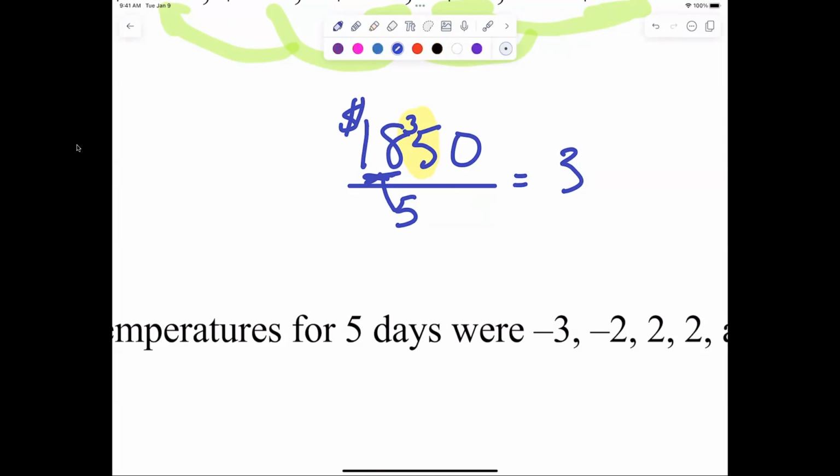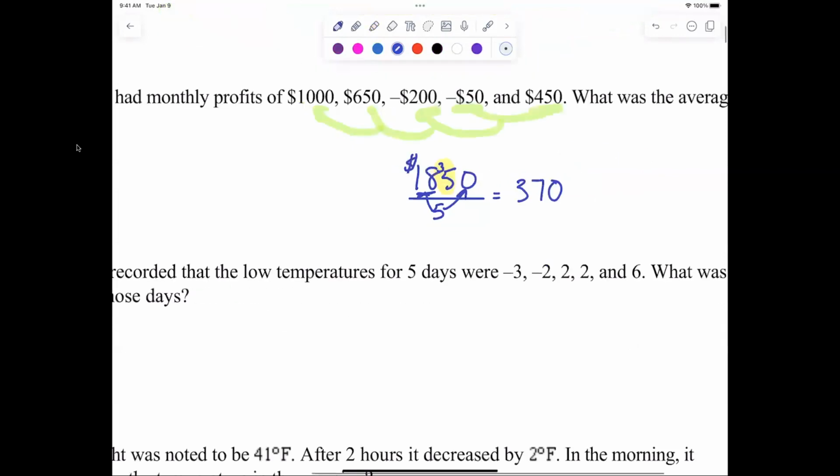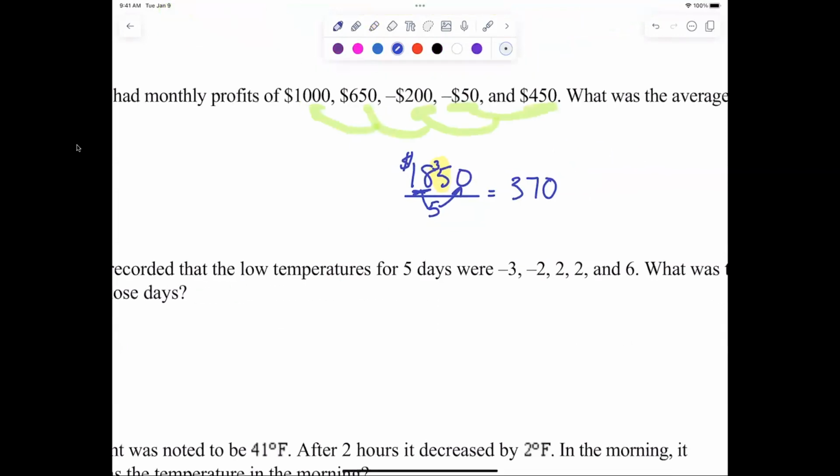There you go. Is there a remainder? No. So now you just have to do this. 5 goes into 0 how many times? 0. So now we have to answer the question. So 370 what?